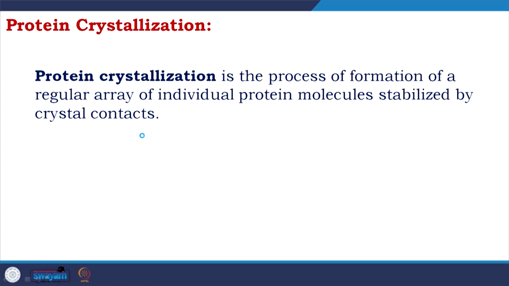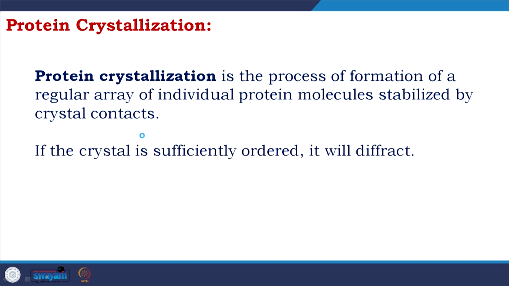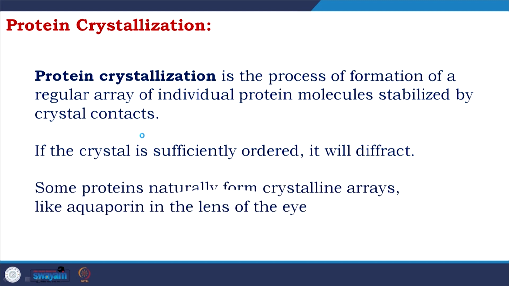Protein crystallization is the process of formation of a regular array of individual protein molecules stabilized by crystal contacts. If the crystal is sufficiently ordered, it will diffract, and then we go for the next step. Some proteins naturally form crystalline arrays, like aquaporin, a protein present in the lens of the eye. It actually crystallizes automatically. There are proteins like myoglobin and lysozyme which are very crystallizable.